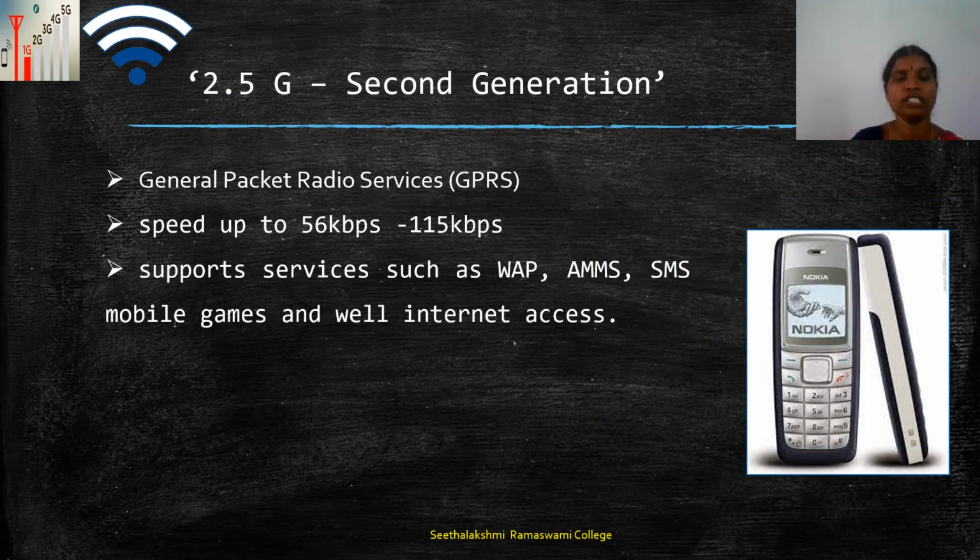2.5G, which stands for second and a half generation. It is a cellular wireless technology developed in between 2G and 3G. It is used to describe the General Packet Radio Services, that is GPRS. It provides the data rate from 56 kilobit per second to 115 kilobit per second. 2.5G networks may support services like web, SMS, MMS, mobile games, and internet access.